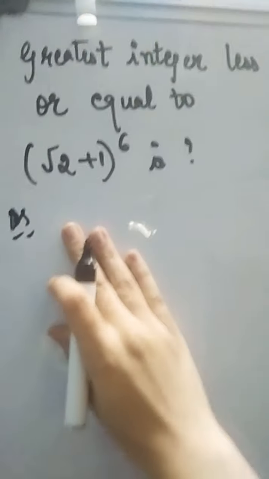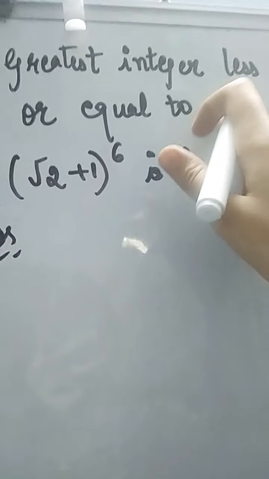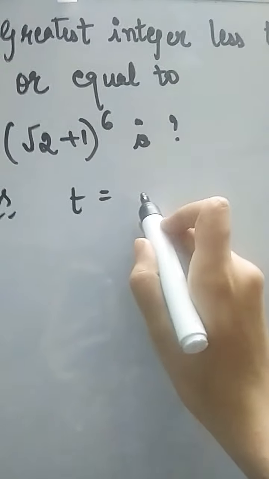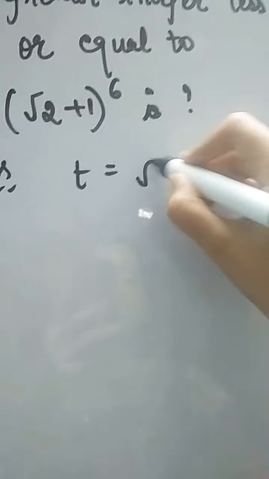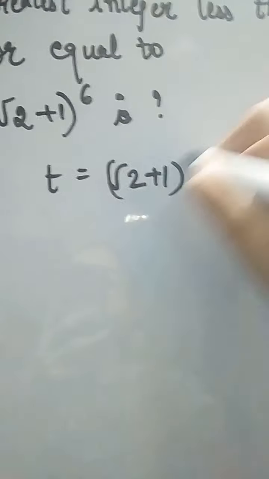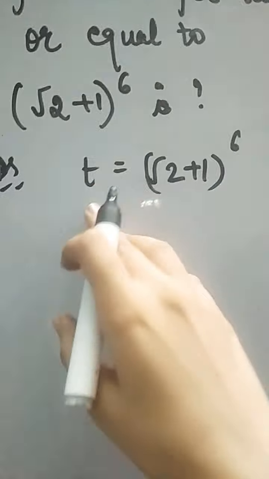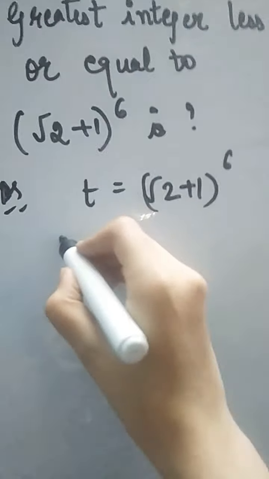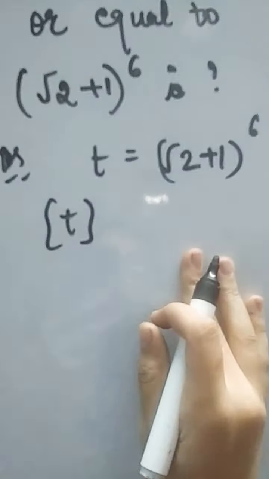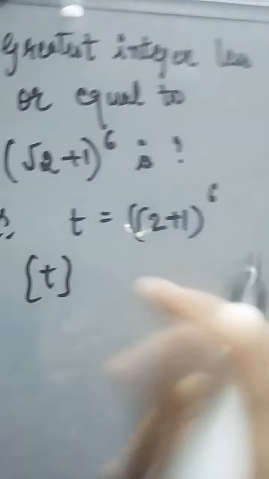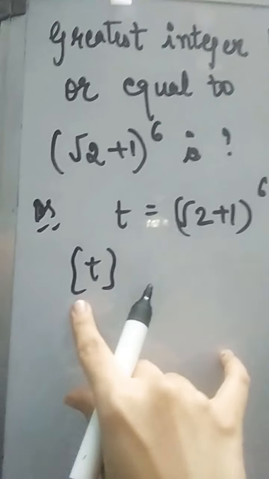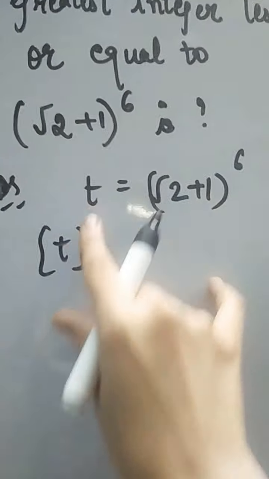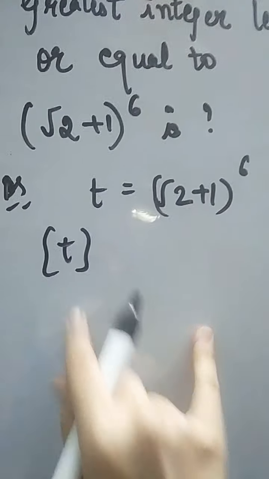So now let us solve it. It is asking for a greatest integer which is less than this. Now let this expression be equal to t. So our t is equal to (root 2 plus 1) raised to the power 6. Now its greatest integer will be [t] in square brackets. We have learned that the greatest integer function is represented by the variable enclosed in square brackets.